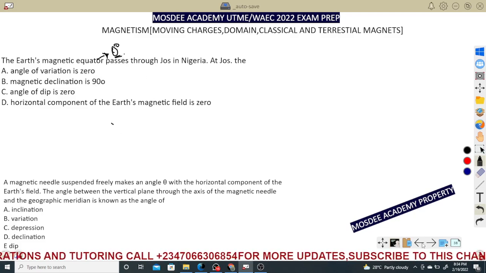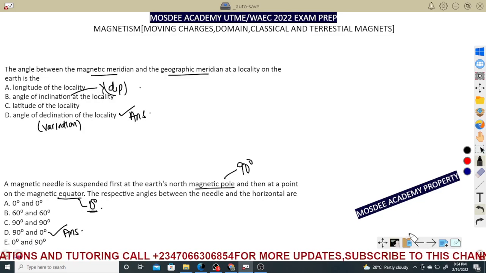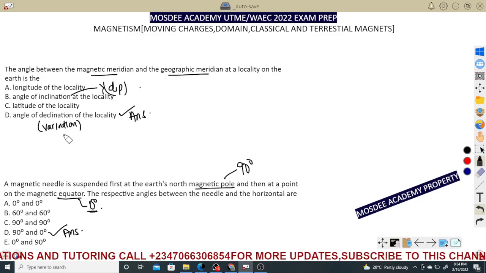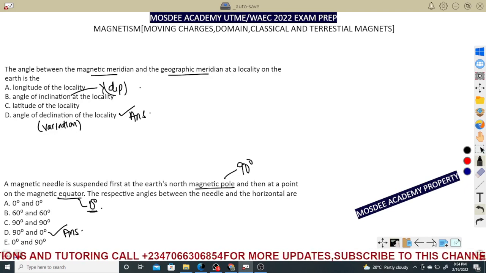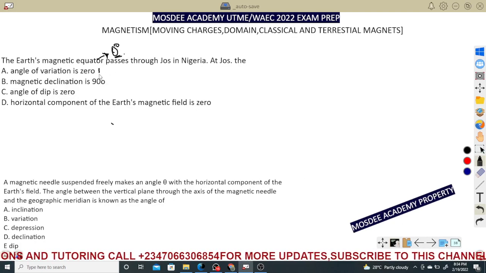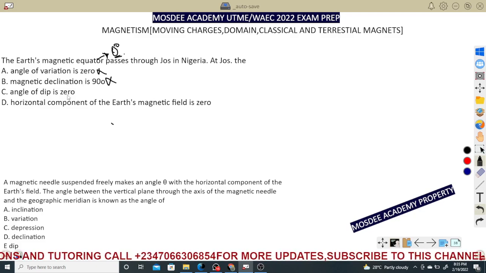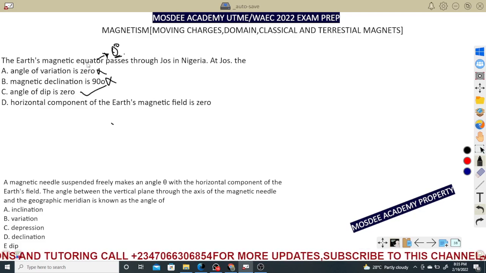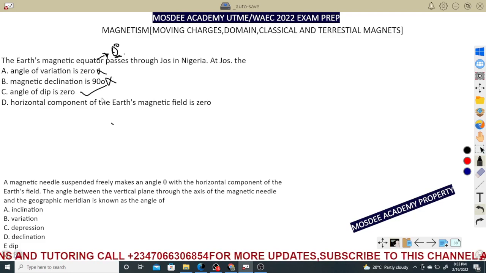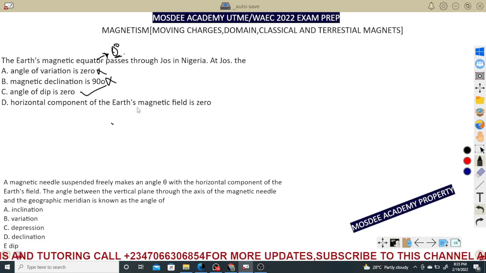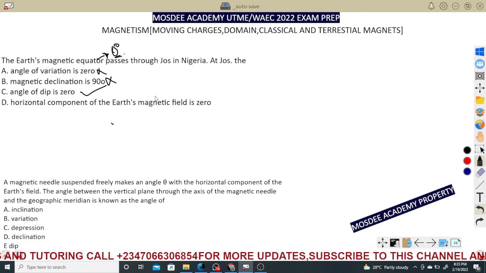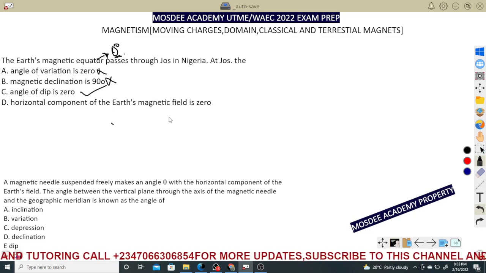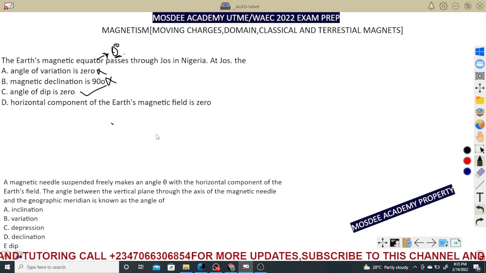Now, I said something the other time. I said angle of variation is the same thing as angle of declination. Angle of inclination is the same thing as angle of dip. So don't make a mistake. So this is wrong. It is not 90. Angle of dip is 0 is correct because at the equator, angle of dip is 0. Horizontal component of the Earth's magnetic field is 0. Horizontal component of Earth's magnetic field is 90. Please note that we just saw something more or less like that.